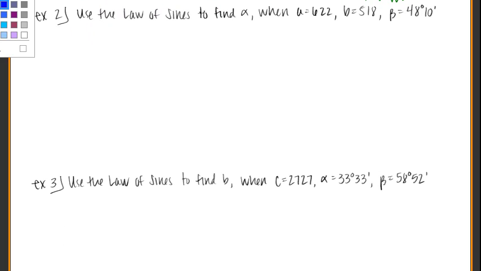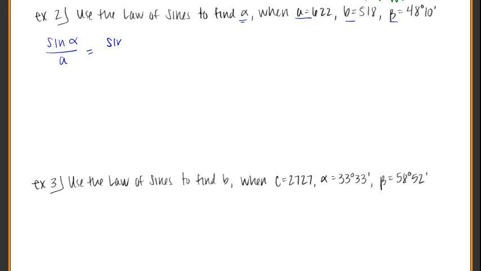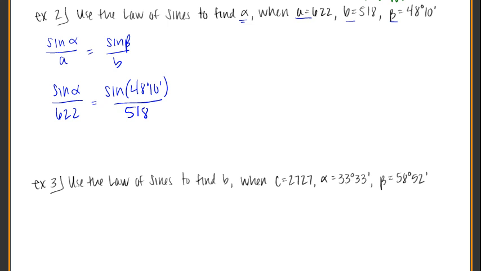In this example right here, we're going to use the law of sines to find alpha. We're given A, which is 622, we're trying to find alpha. We're given B and beta. Okay, so if I start out by just using my formula, it'll be sine alpha over A is going to equal sine of beta over B. Okay, so sine of alpha over side A, which is 622, should equal sine of beta, so sine of 48 degrees 10 minutes, over side B, which is 518.